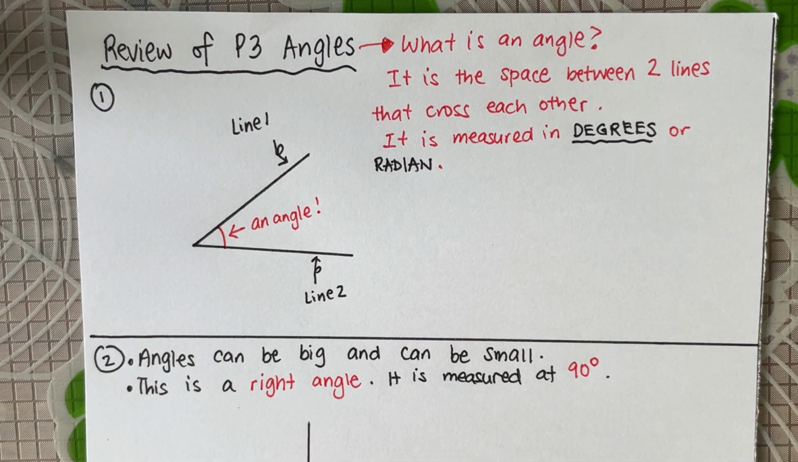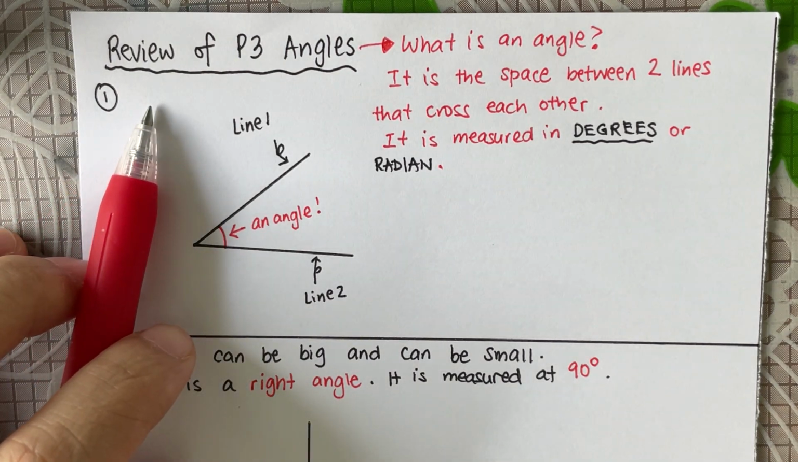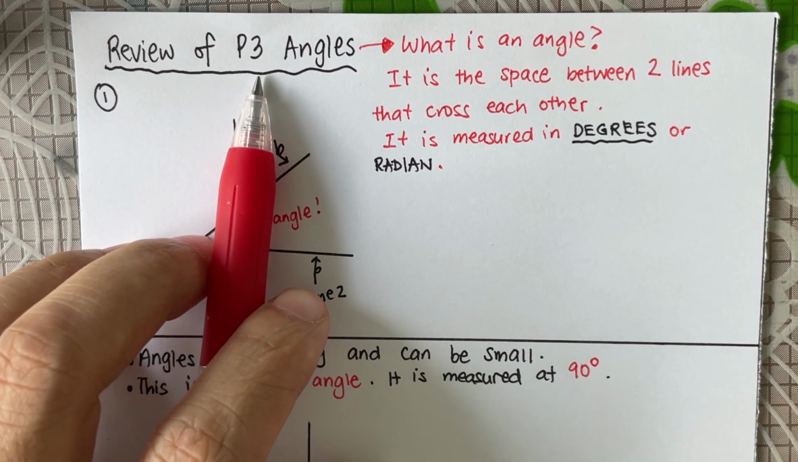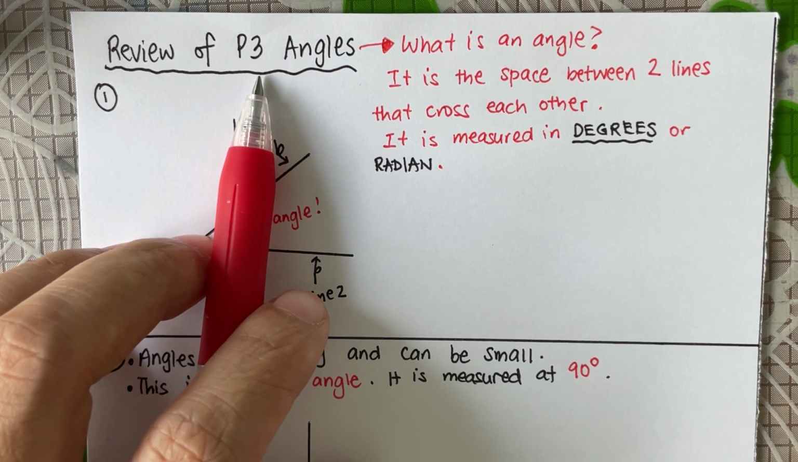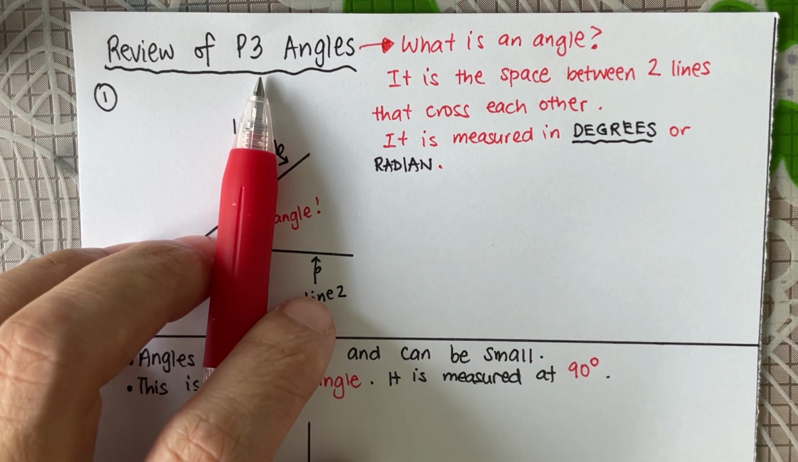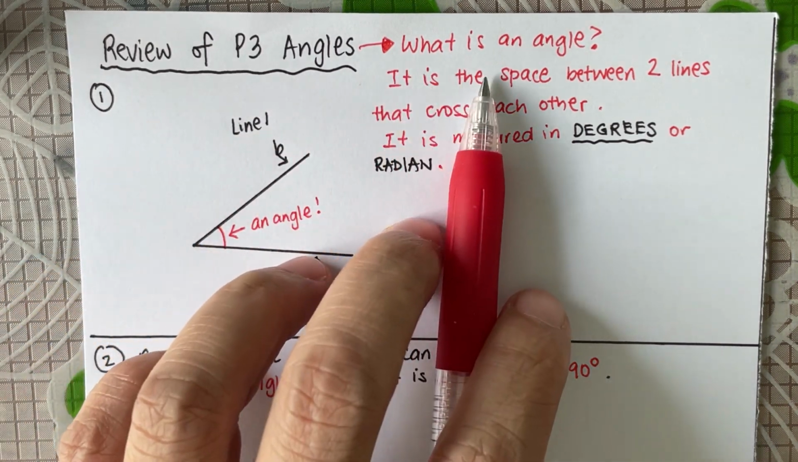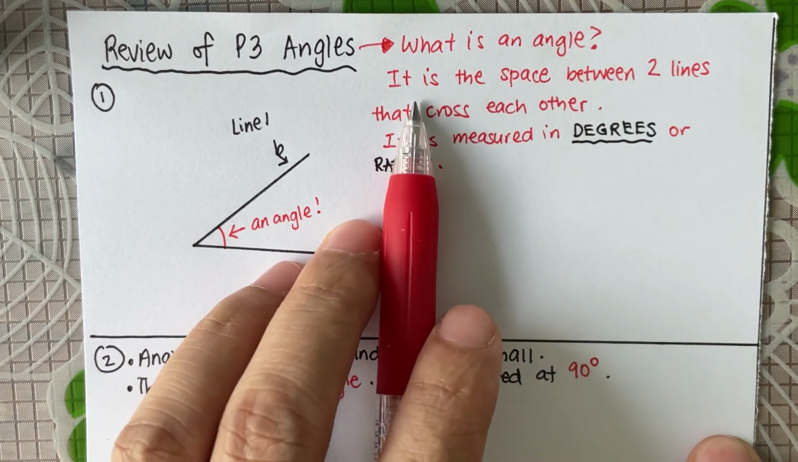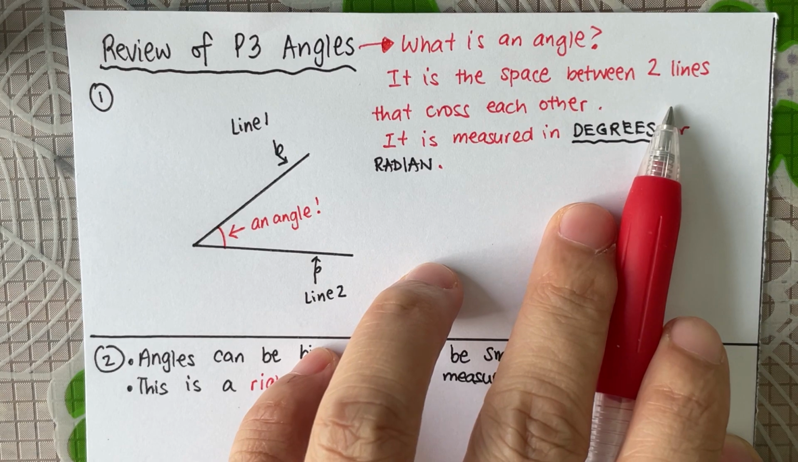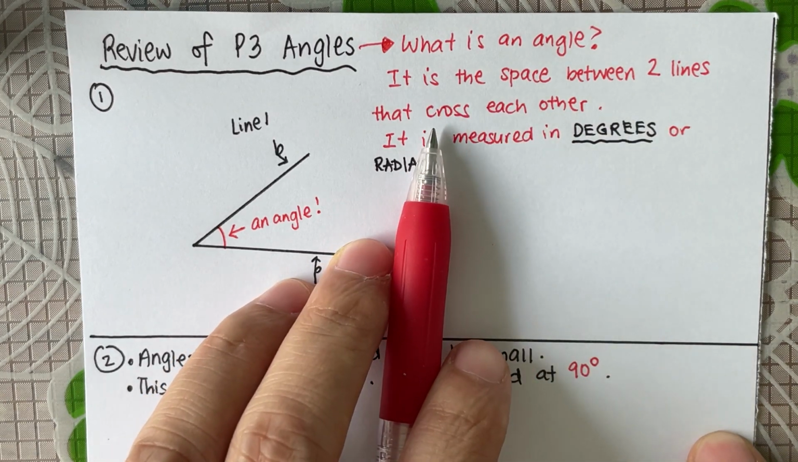Today I would like to do a short summary with regards to the review of the topic of angles taken from Primary 3. This will be a good revision before you embark on the topic of angles in Primary 4. So just to recap, what is an angle? Now, angle refers to the space between two lines that cross each other.